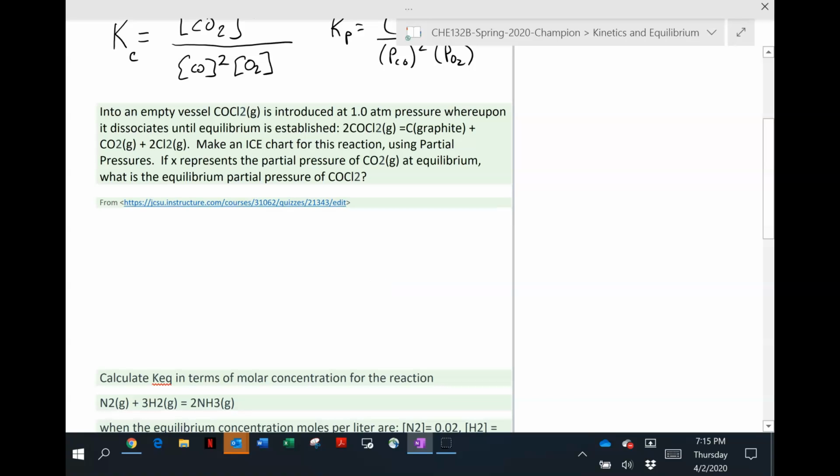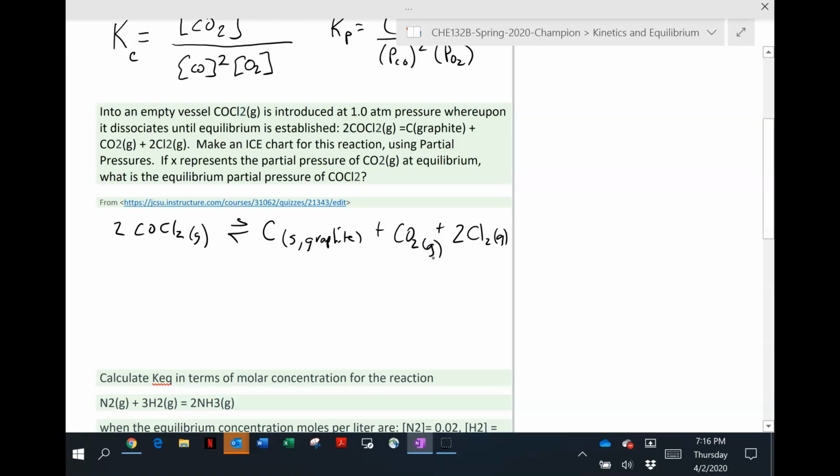Second problem, we have a compound called COCl2, which is called phosgene. It's introduced at 1 atmosphere pressure, whereupon it dissociates until equilibrium is established, and we have the equilibrium given for us. So we have 2 COCl2 gas, and that equal sign is the equilibrium sign. It makes a solid carbon, which is graphite, so basically carbon like on a pencil lead, and then it makes carbon dioxide, and it makes chlorine gas, like so.